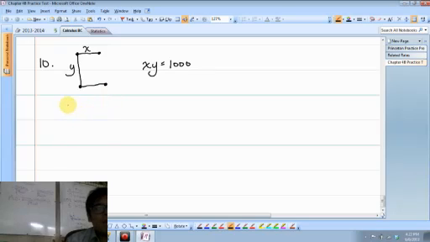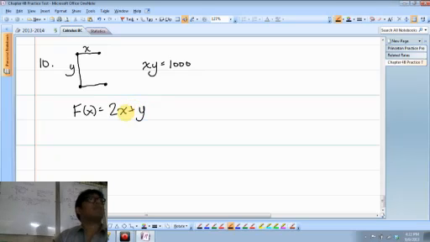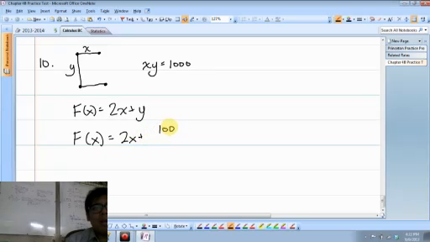Okay, so the amount of fencing that we use is going to be 2x plus y. We can substitute for y. So that becomes 2x plus 1,000 over x.